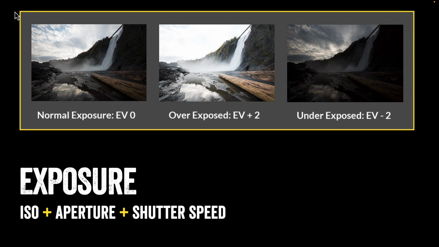When we talk about a normal or proper exposure, it would be assigned an exposure value of 0, like in this image. And what that means is across the entire image, there are details in the shadows, details in the midtones, and details in the highlights.